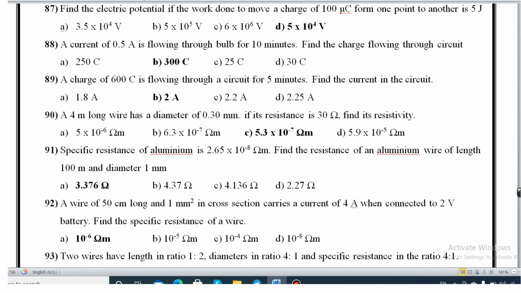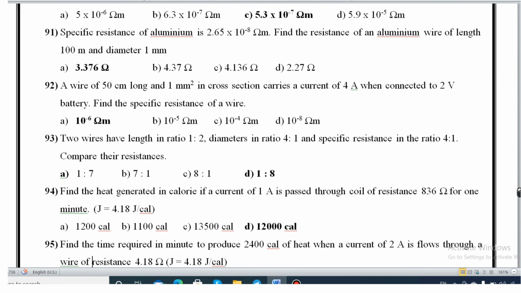A 4 meter long wire has a diameter of 0.30 mm and its resistance is 30 ohm. Find its resistivity. Its resistivity is 5.3 into 10 raised to minus 7 ohm meter. The specific resistance of aluminium is 2.65 into 10 raised to minus 8 ohm meter. Find the resistance of an aluminium wire of length 100 meter and diameter 1 mm. The resistance is 3.376 ohm.